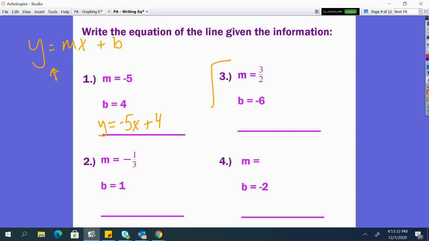Let's try this one, number 3. Again, start with my y equals. What is my next thing? My m. That is 3/2. I don't see an x, so there's my x. And plus b, but I see a negative sign, so it's not plus negative. You would just write -6.